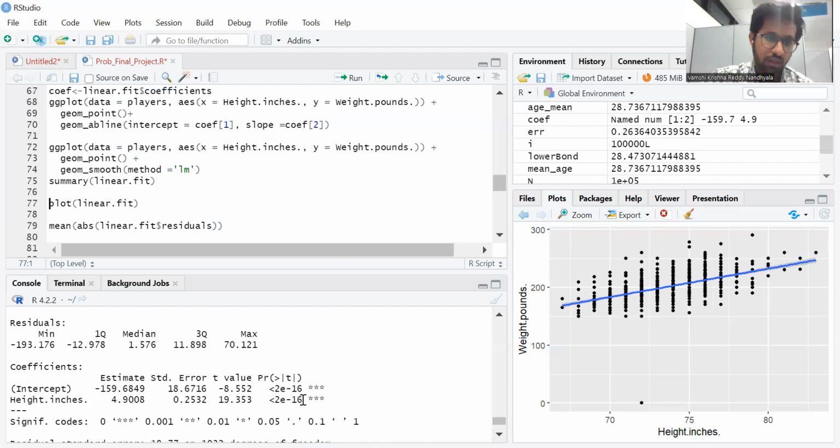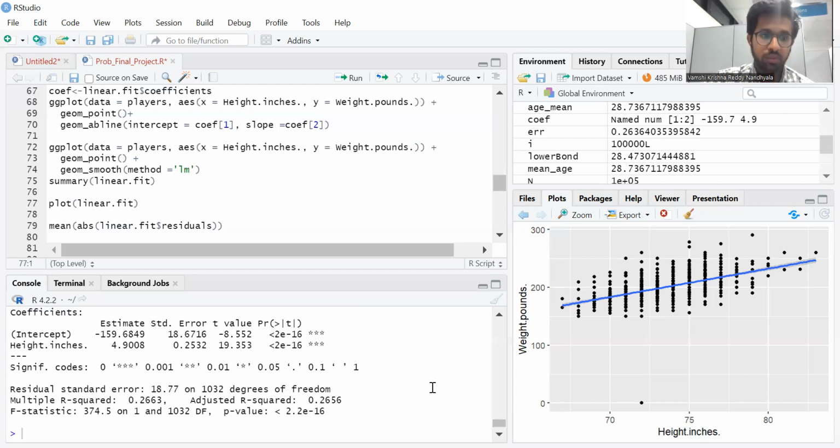As the probability is very much less than 5%, we are straightforwardly going to reject height in inches, the slope of the line, to be 0. That's what this says. Slope of the line at 0 is the null hypothesis for this probability greater than t, and we are going to reject the null hypothesis and accept the slope of the line to be 4.9, which is our actual slope.